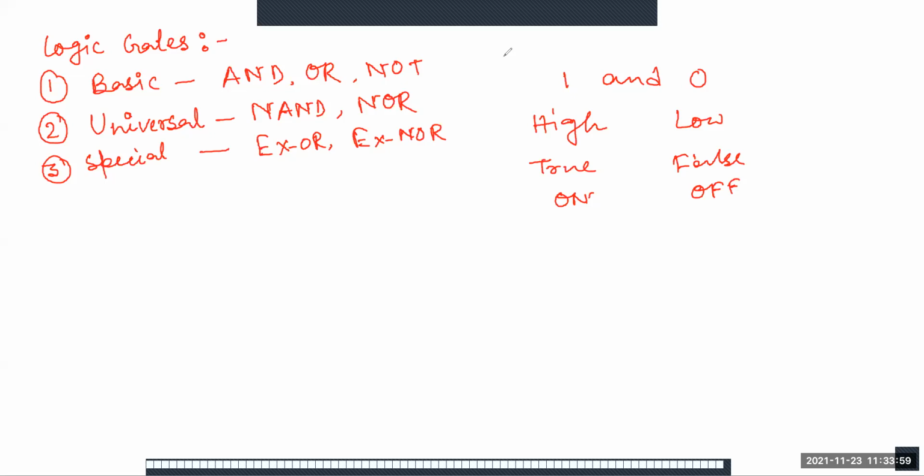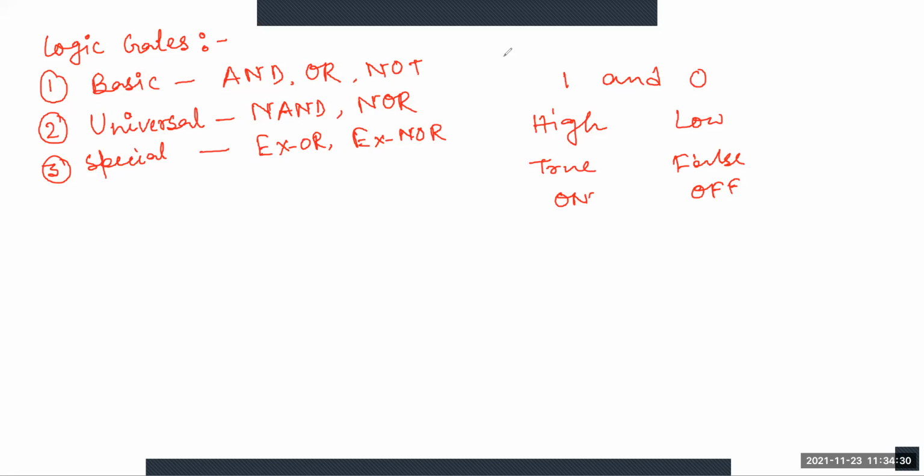Now the second one, that is the universal gate. Why is it called the universal gate? Because with the help of NAND or NOR gates, we can implement any type of basic gates, that is AND, OR, and NOT. So that's why it is called the universal gate.